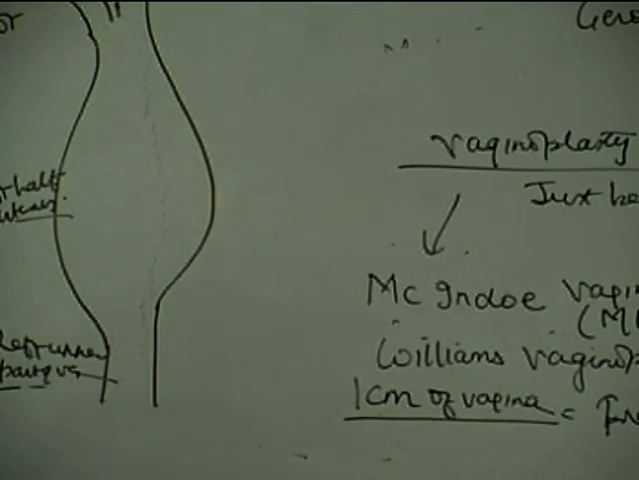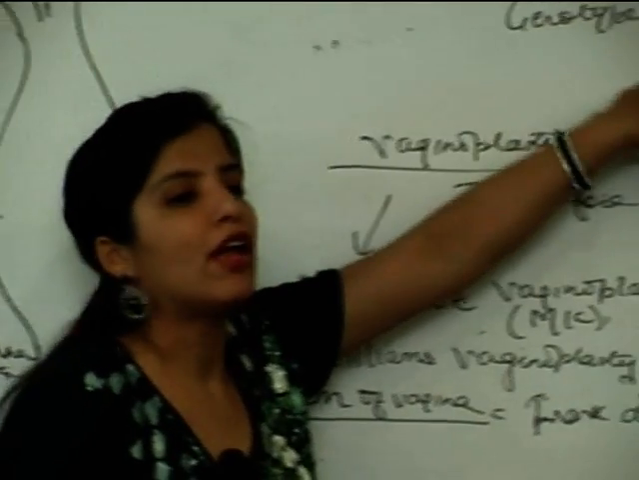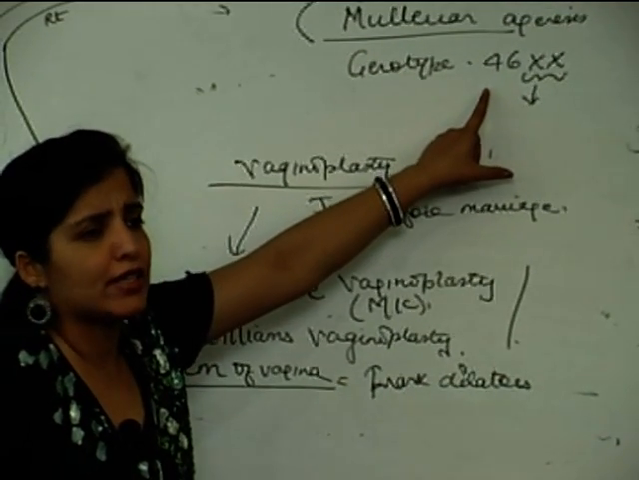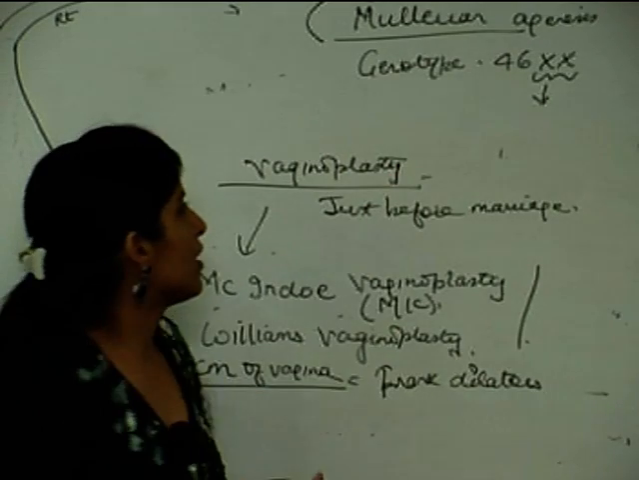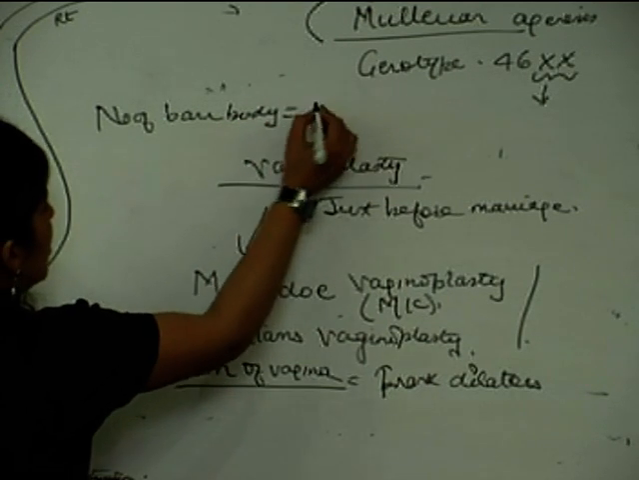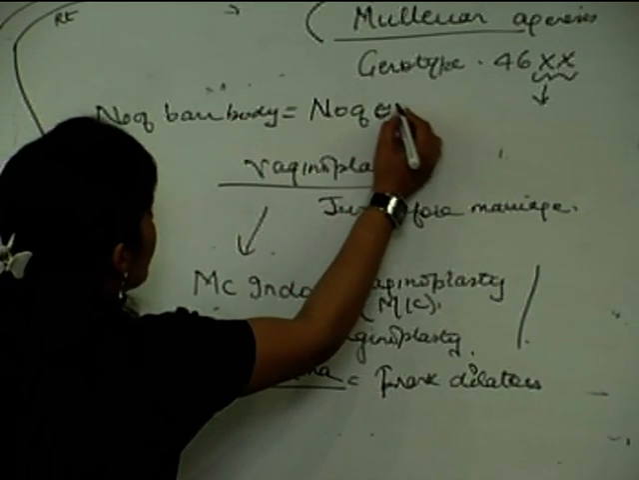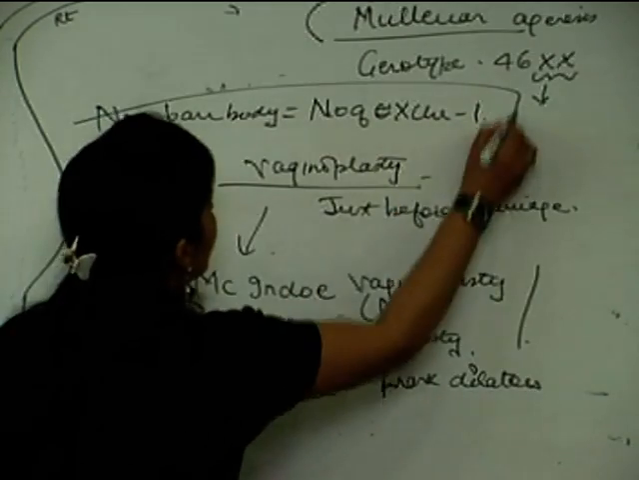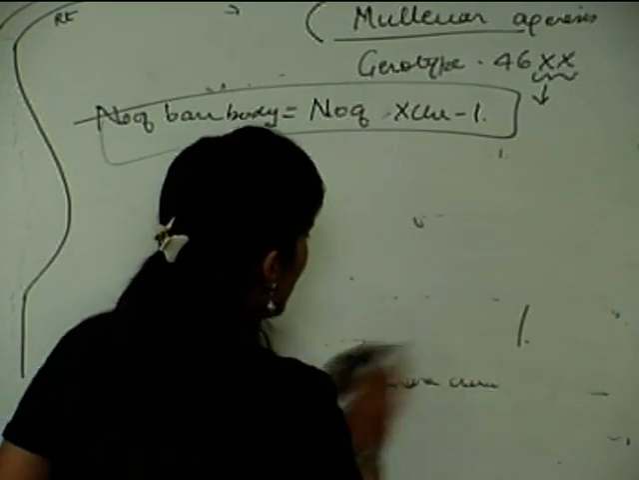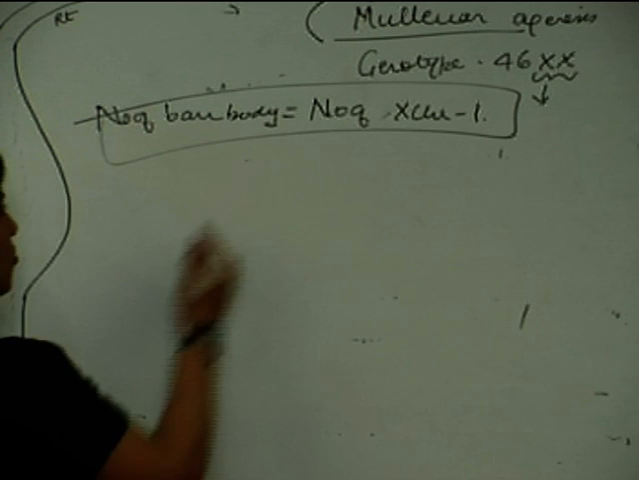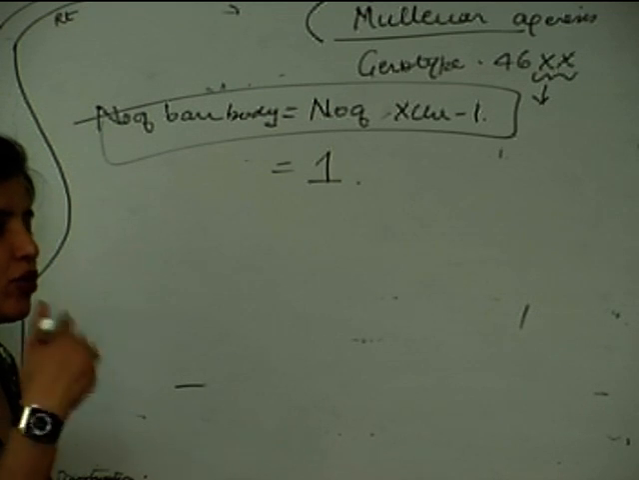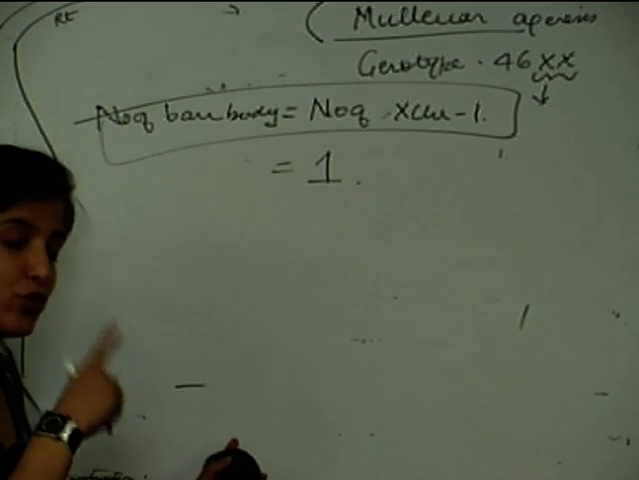Another thing I want to point out here is, because the chromosome number in Mullerian agenesis or MRKH syndrome is 46XX, what will be the number of Barr bodies? You know that the number of Barr bodies is the number of X chromosomes minus 1. That is how we calculate the number of Barr bodies. So again, these are normal females, they have 2 X chromosomes, so the number of Barr bodies in these females will be 1. This you should remember, because the next syndrome we are going to do, we are going to refer back to this.